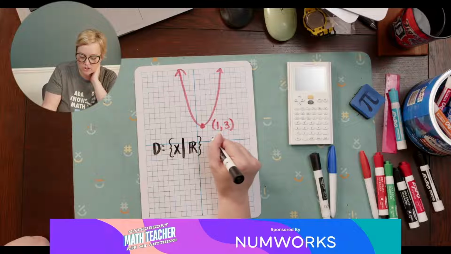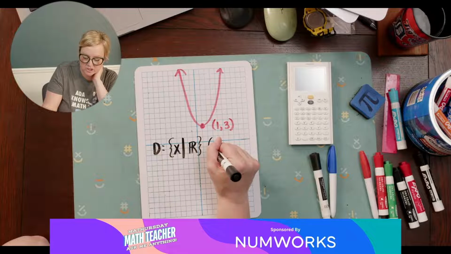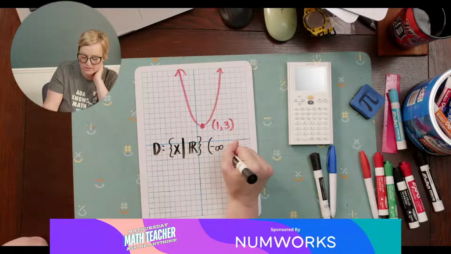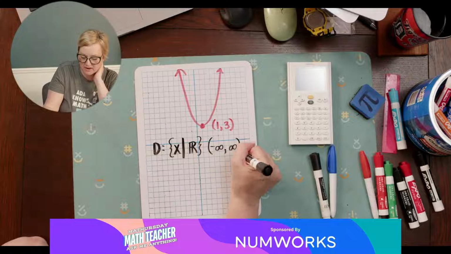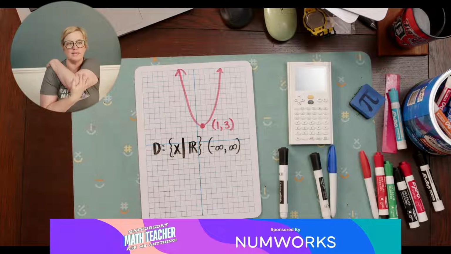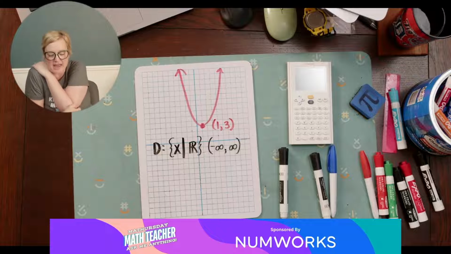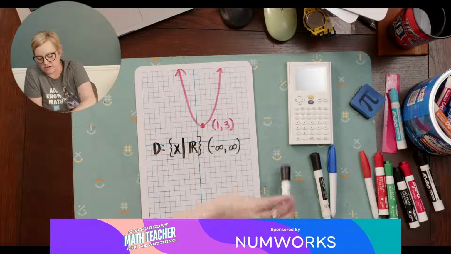You could also do interval notation, which is where you would say x is all values from negative infinity to positive infinity. So those are two different ways of writing the same thing. It just means that x is all real numbers. It's all the possible values, right?